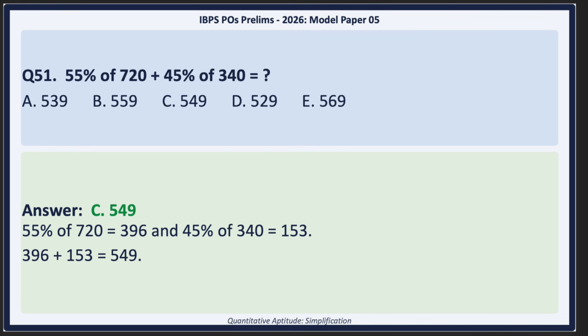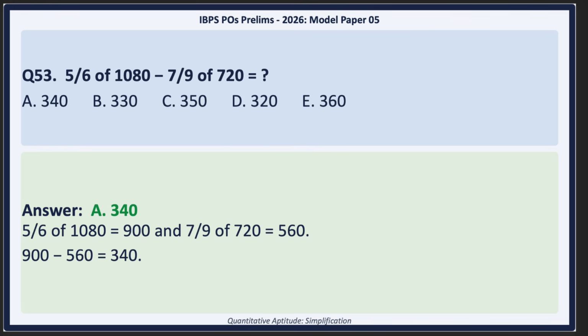You got it. And question 53 relies on recognizing clean fractions. 5/6 of 1080 minus 7/9 of 720. Okay, 1080 divides perfectly by 6 to give 180, times 5 is 900. 720 divides by 9 to give 80, times 7 is 560. 900 minus 560 is 340. Fast and clean. But the real psychological test is question 54.